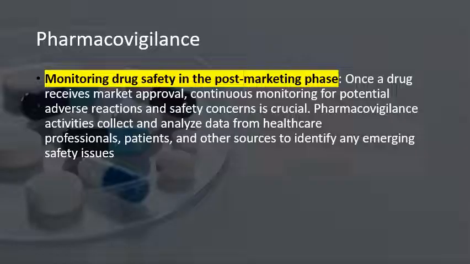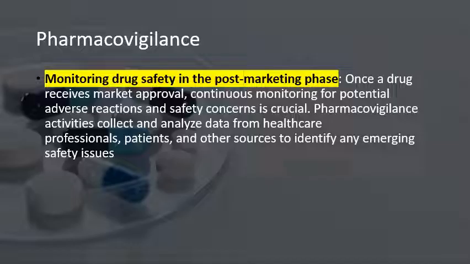Then pharmacovigilance, which includes monitoring drug safety in the post-market phase. Once a drug receives market approval, continuous monitoring of such products will help to prevent cases of adverse reaction and safety concern. So pharmacovigilance enhances protection of the product post-release in the market, with collection and analysis of data from healthcare professionals, from patients, and other additional sources to help identify any emerging safety issues that may arise from the use of the product since it has been approved.